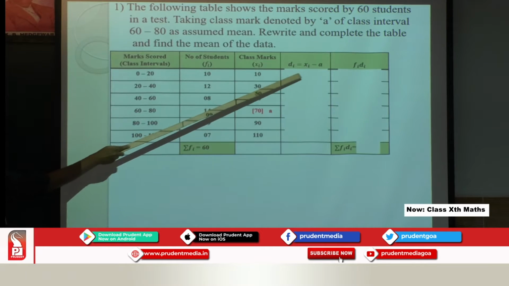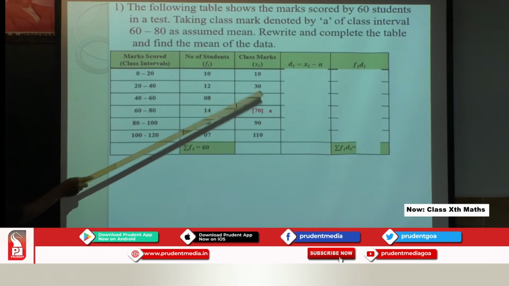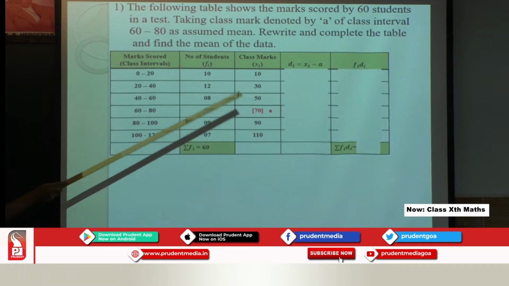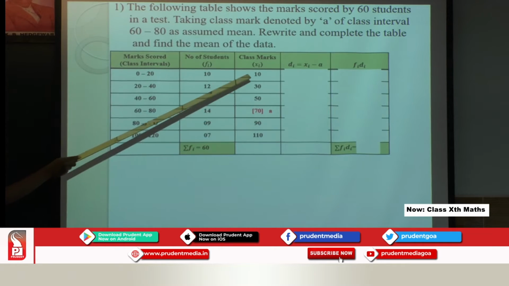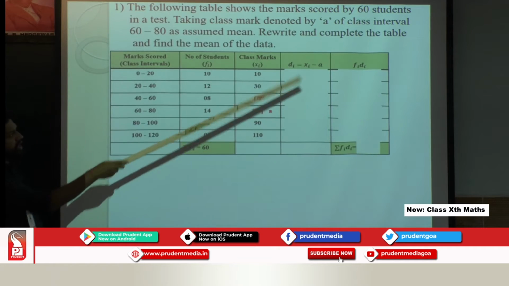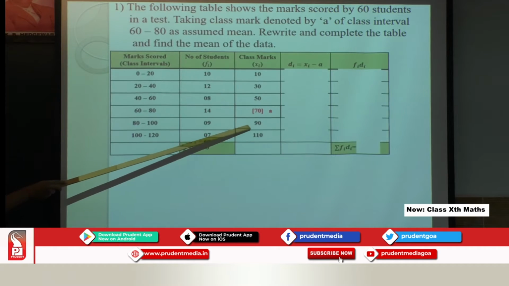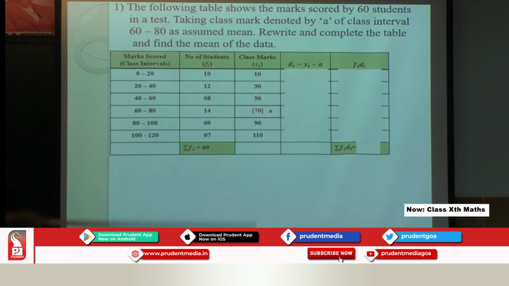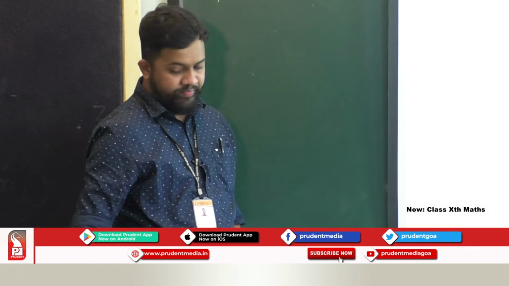First number, xi, 10. 10 minus 70. Don't do 70 minus 10. It is 10 minus 70. See the formula, it is xi minus A. Don't do A minus xi because 70 is a bigger number. It is 10 minus 70. So 10 minus 70, you will get nothing but minus 60.